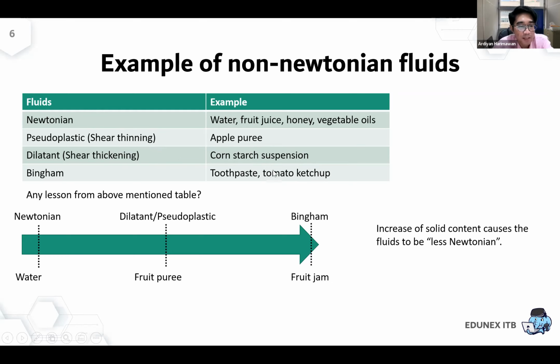Fruit jam is non-Newtonian. So you can see, from water, and then you put some fruit concentrate, it becomes fruit juice, that is still Newtonian. But if there's some solid, it will be dilatant or pseudoplastic. If you increase the content of the solid, then it will be Bingham. So it's true that if you increase the solid content, it will change the fluid to be less Newtonian.